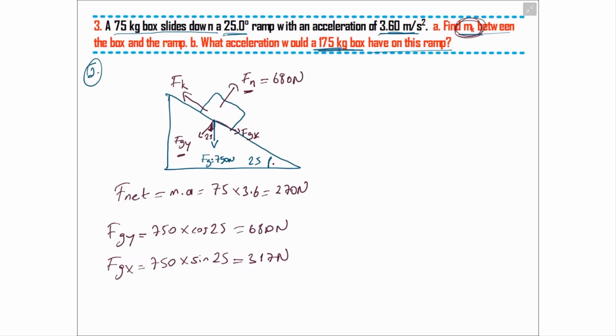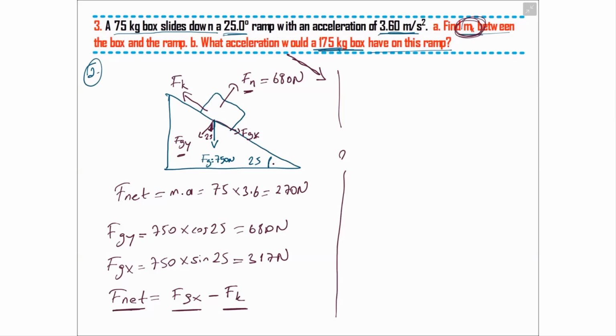And the question says find the mu k. We can calculate the mu k from the formula of the Fnet. And the Fnet in this question is equal to Fgx, because the system is moving, sliding in this direction. So Fgx minus Fk, the friction force. So we calculate the Fgx, we calculate the Fnet, and I do the calculation for the Fk, then I will find the mu k. And I will continue here.